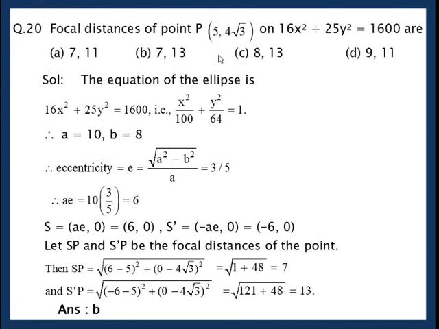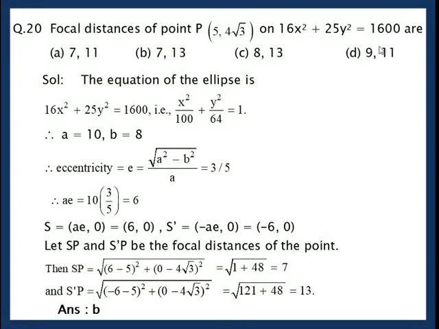Focal distance of the point P (4√3, …) on this particular ellipse. Now write the equation in standard form, get the eccentricity. So what are the foci? They are (6, 0) and (−6, 0). Use the distance formula. Initially I thought that finding SP will be sufficient because the sum of the focal distances is 2a, that is 20. So 7 occurs in A and B, but 7 plus 13 is 20. So in fact, it is sufficient. We need not find S'P.